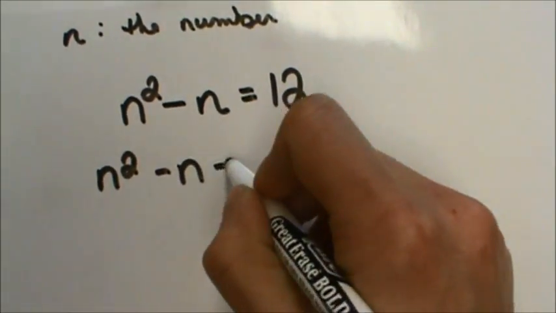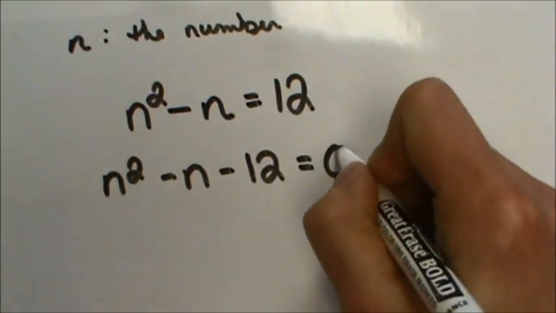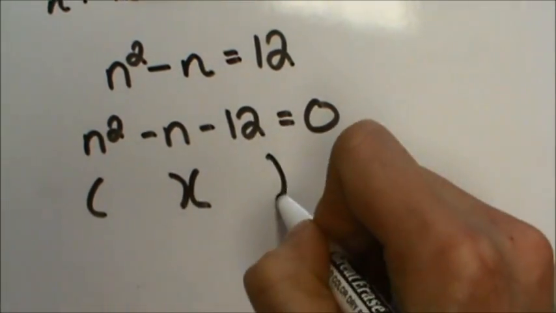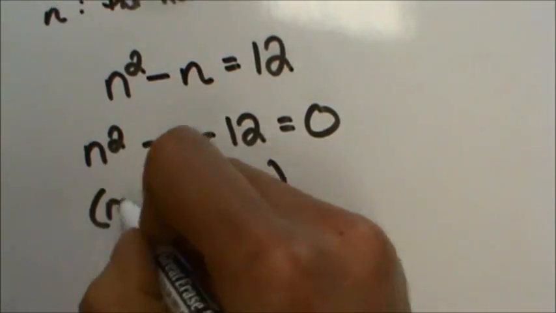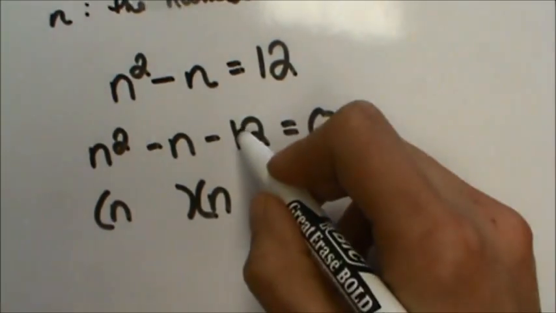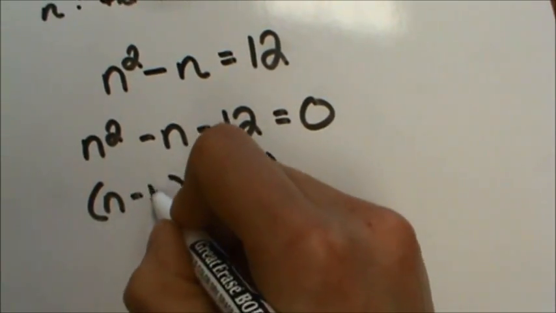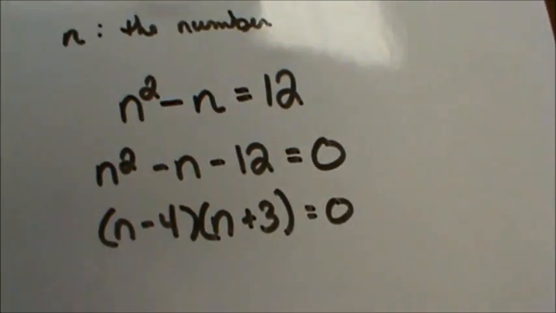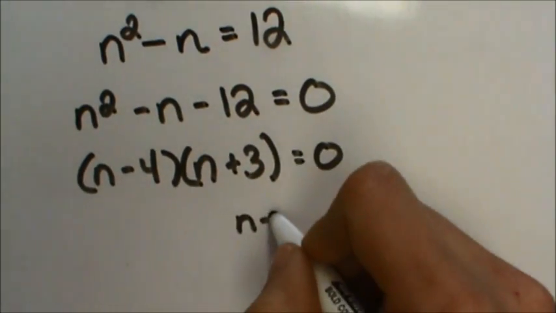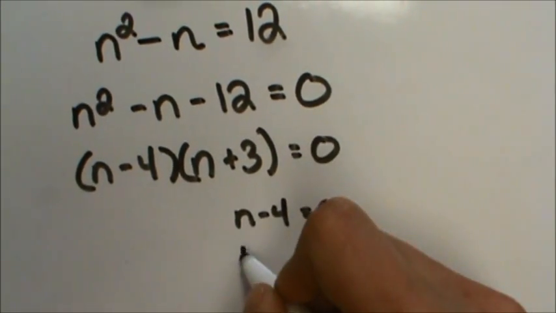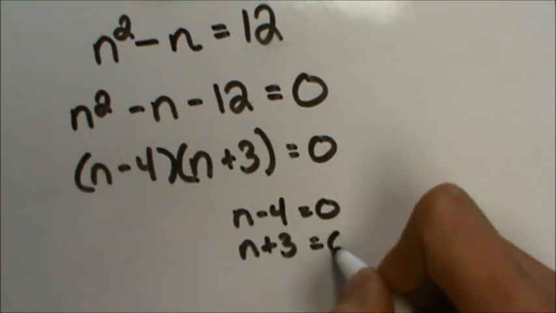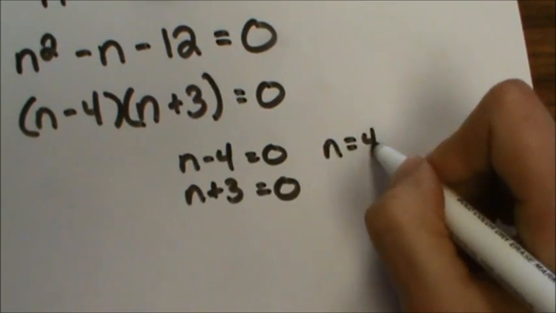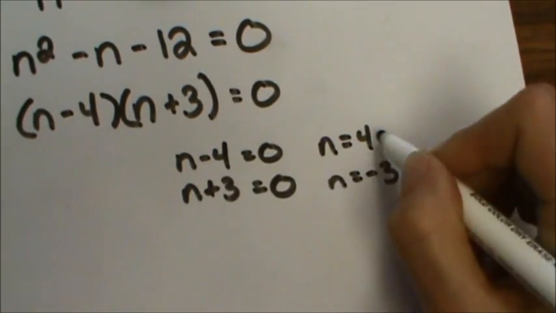First step is to get everything by itself on one side and the other side equal to 0. To factor this, it's a nice easy one because the coefficient is 1. I can put n's here. Two numbers that multiply to be negative 12 and add to be negative 1 will be negative 4 and positive 3. Zero product property then tells me that each of these factors could be set equal to 0. So I get solutions of that n could be 4 or n could be negative 3.